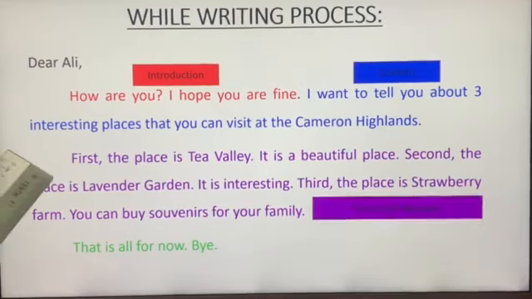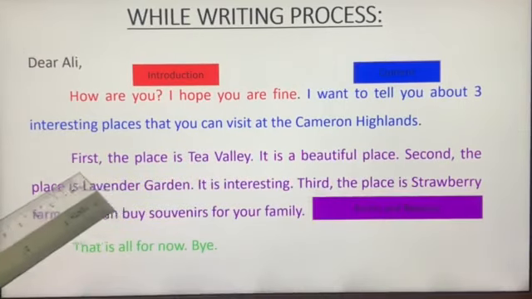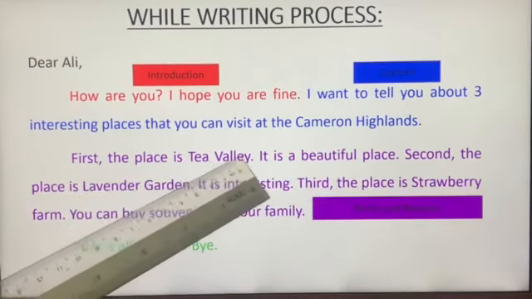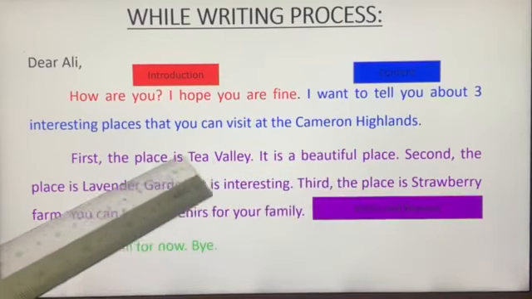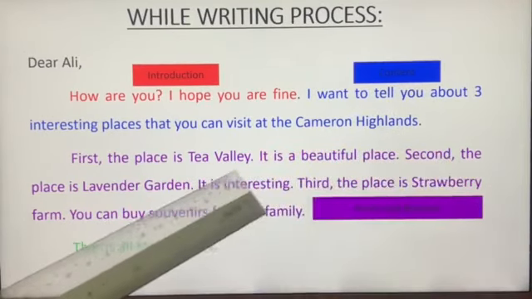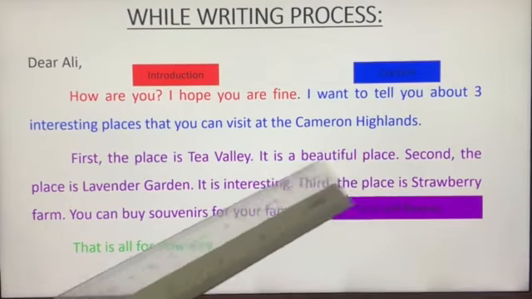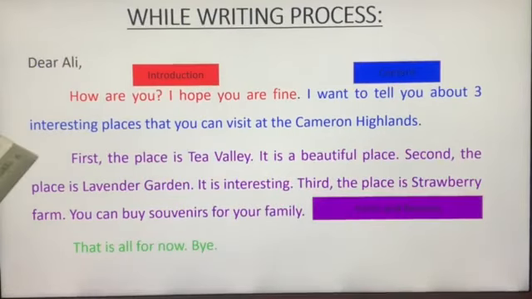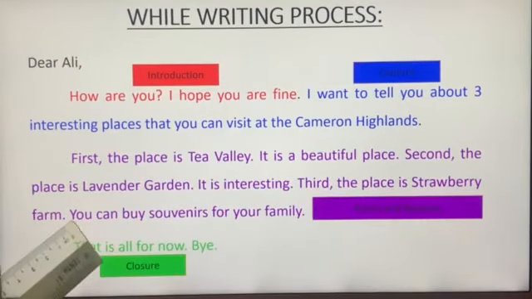Next one, points and reasons. See, the point is here. First, the place is the valley, and this one is the reason. So point number 1, reason number 1. Point number 2, reason number 2. Point number 3, reason number 3. And the last one, you must have closure.